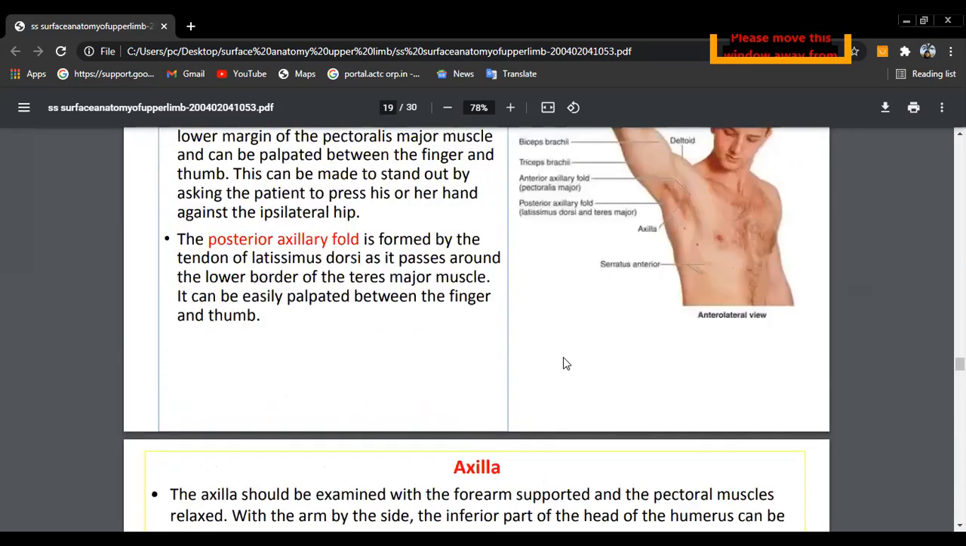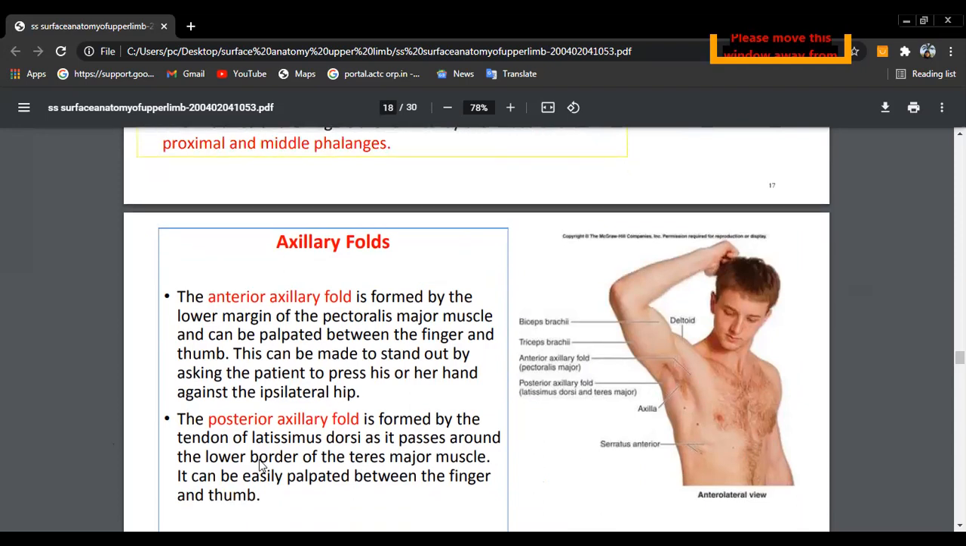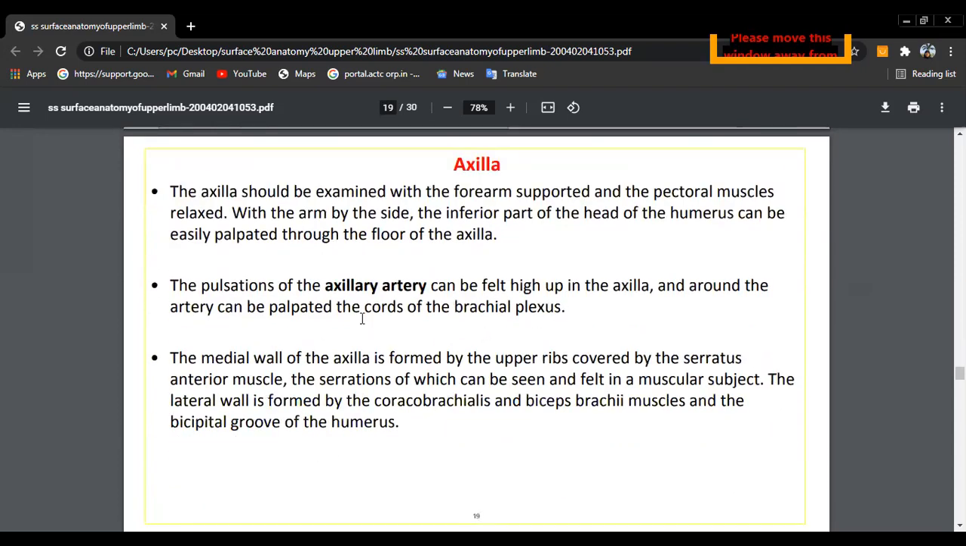So that means the position what has been shown over here is described here so that you can easily feel for the structures what we find in axilla. So what do we have inside the axilla? Contents of axilla? We have axillary artery, we have axillary vein, axillary group of lymph nodes and cords of brachial plexus. And pulsating there would be only artery.